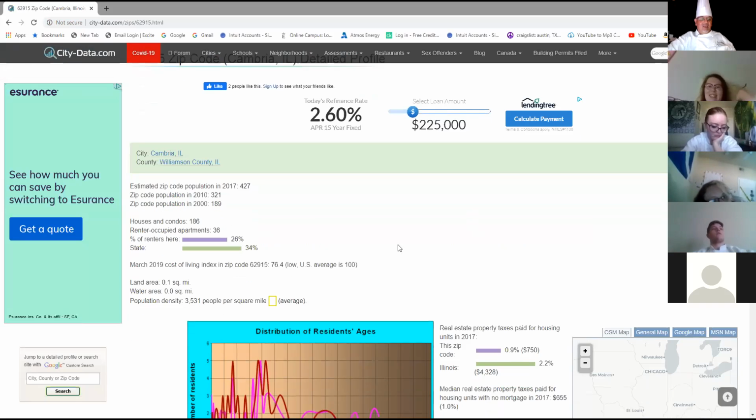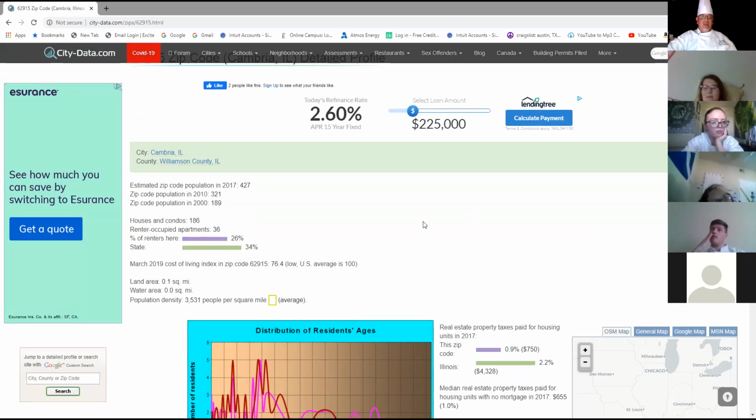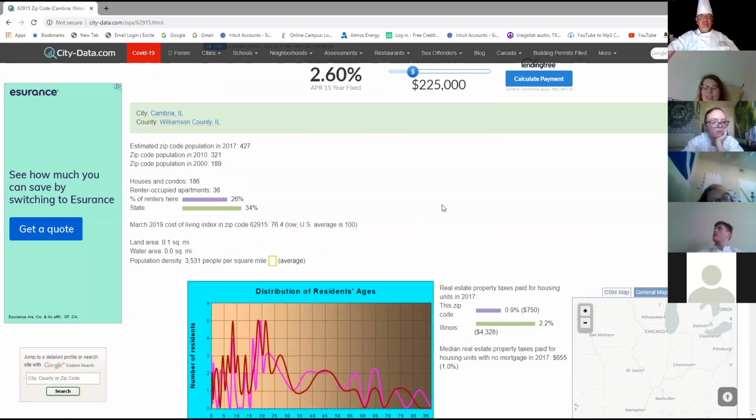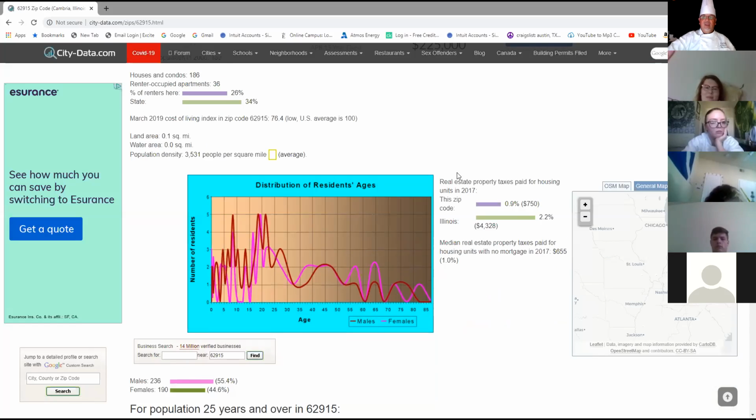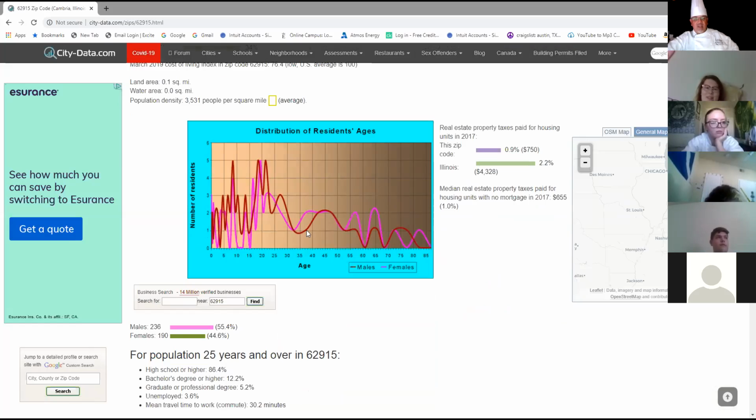Okay. This website gives you your demographics information. Estimated zip code population 2017, 427. 2010, 2000. Houses and condos 186. Rented occupied apartments 36. Percentage of renters 26%, state 34%. Okay. And it gives you the graphics. Now you can copy and paste these graphics, or you can create your own on the spreadsheet.